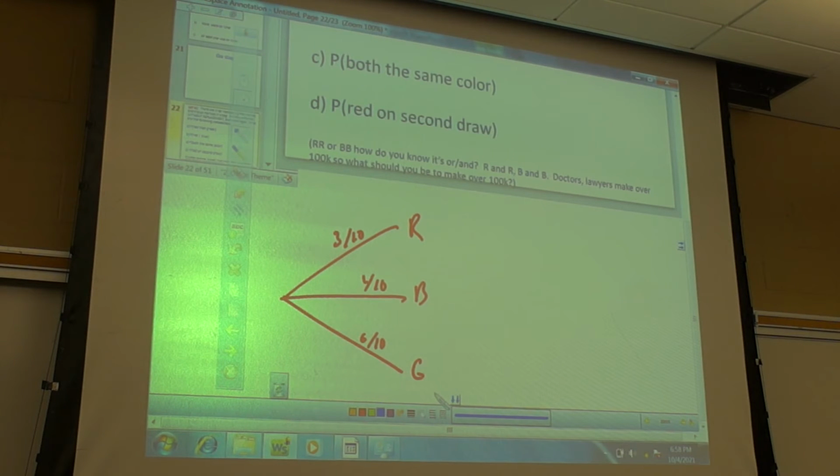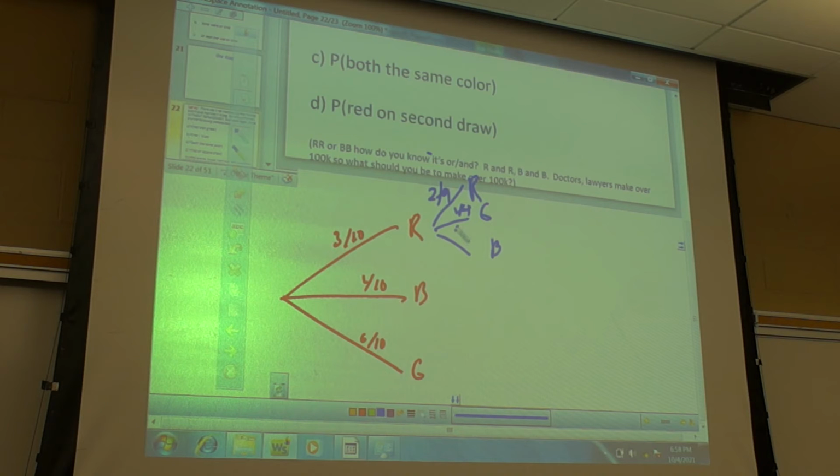So you could draw a red one, a blue one, or a green one first. If you draw a red one, then for the second draw, you could draw a red, a green, or a blue, right? And you'll have 1 less red one. You only have 2 red ones out of now 9 marbles. You'll still have 1 green one out of 9, and you'll still have 6 blue ones out of 9.